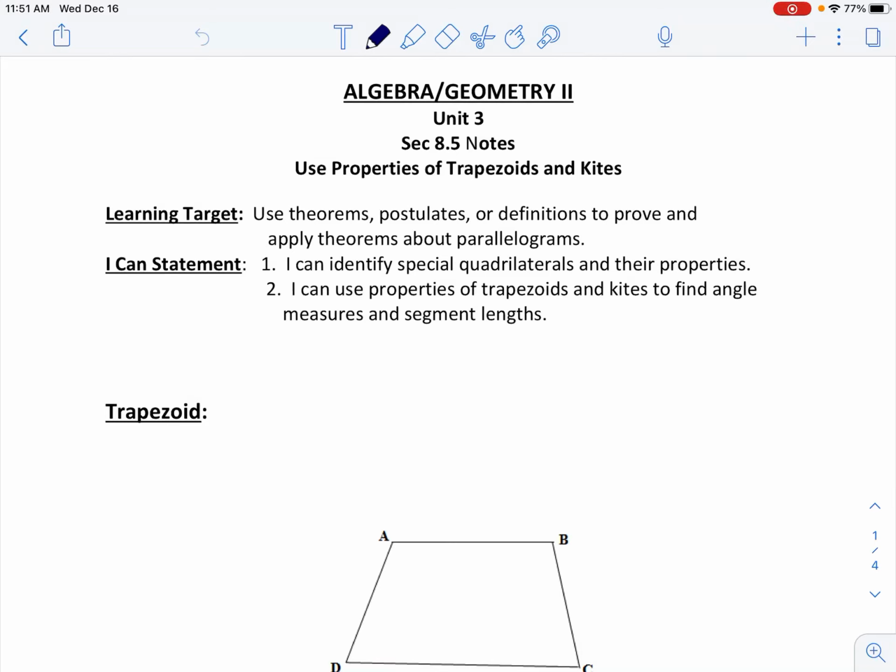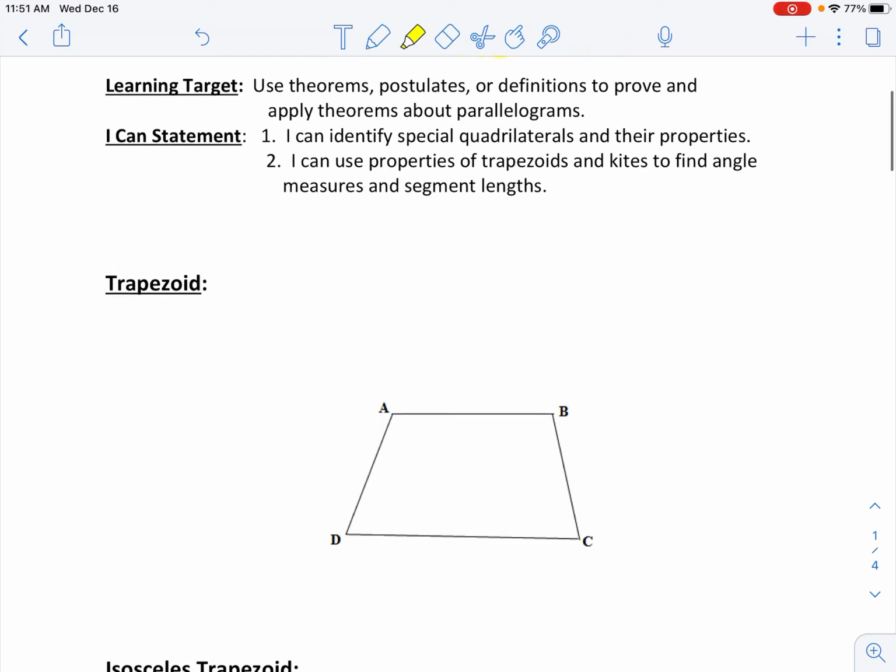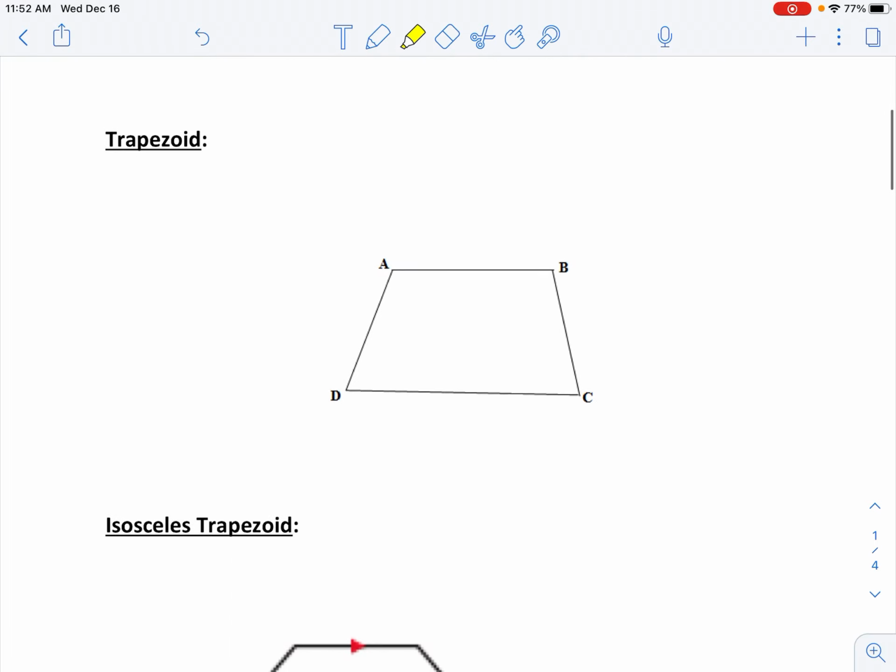We are actually moving out of the world of parallelograms, but we are staying in the world of quadrilaterals, which, just a reminder, Unit 3 is all about quadrilaterals and actually just polygons in general. Today, if we're not talking about parallelograms, but still quadrilaterals, we're going to talk about two of the more well-known shapes that fit in that category, which is trapezoid and kites. So I'm going to get started just right away with trapezoid.